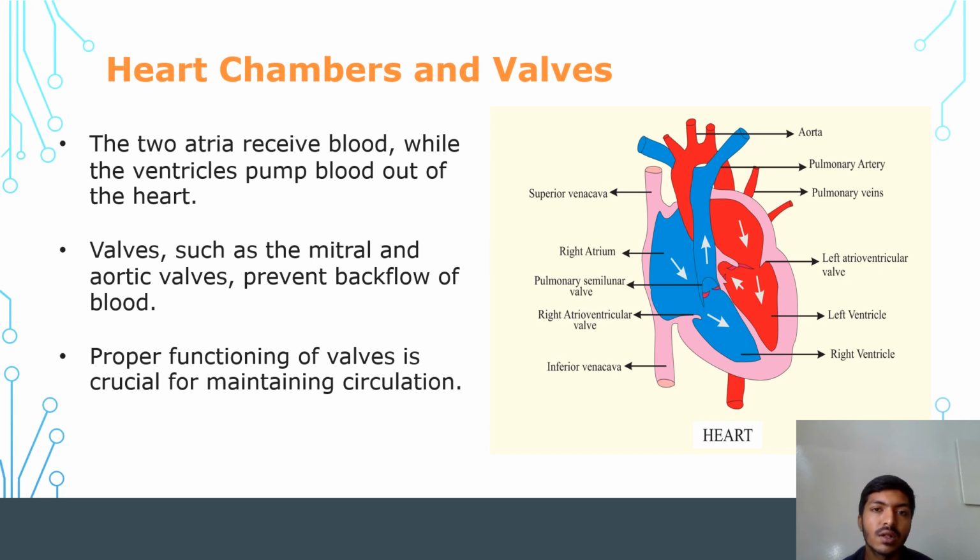Then we have the valves. Valves have a very important function, which is to avoid backflow of the blood. Their main function is to allow unidirectional flow of blood. The valves such as mitral and aortic valves prevent backflow of blood, and the proper functioning of valves is crucial for maintaining circulation, which means that valves should not allow any backflow of blood, and the proper functioning helps in the normal functioning of the heart.